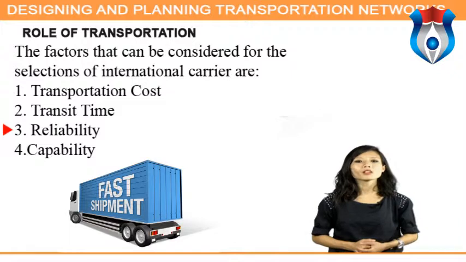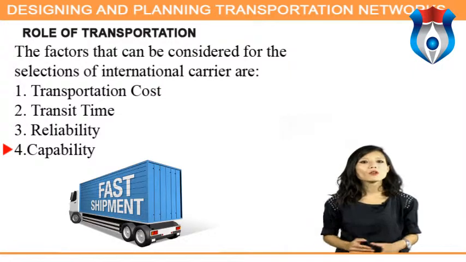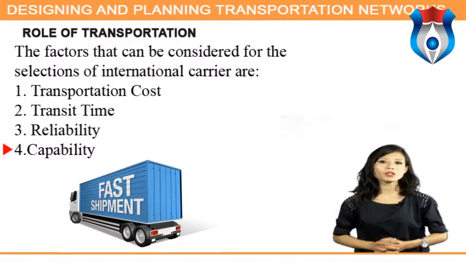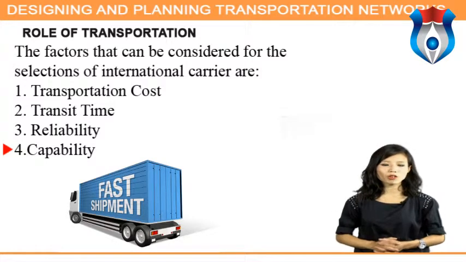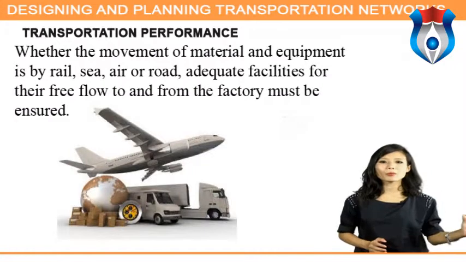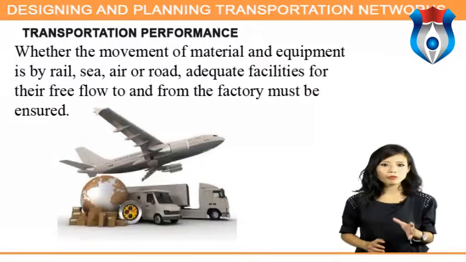Reliability refers to the consistency of the transit time a courier provides. Capability refers to the carrier's ability to provide the equipment and facilities that are required for the movement of a particular commodity. Now moving on to the next topic, we will study the transportation performance.